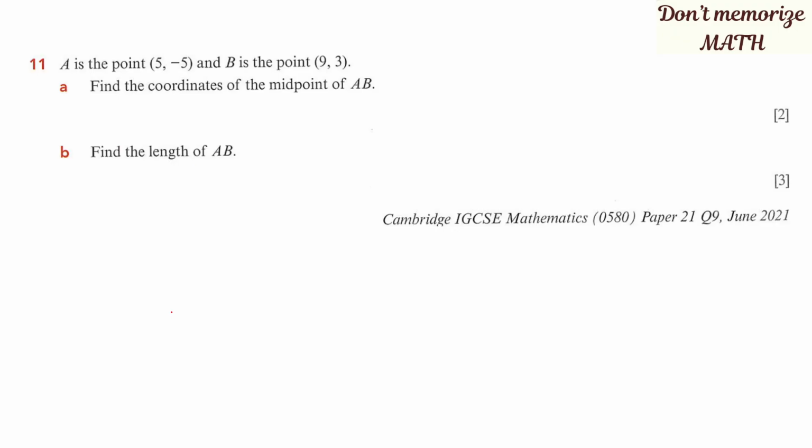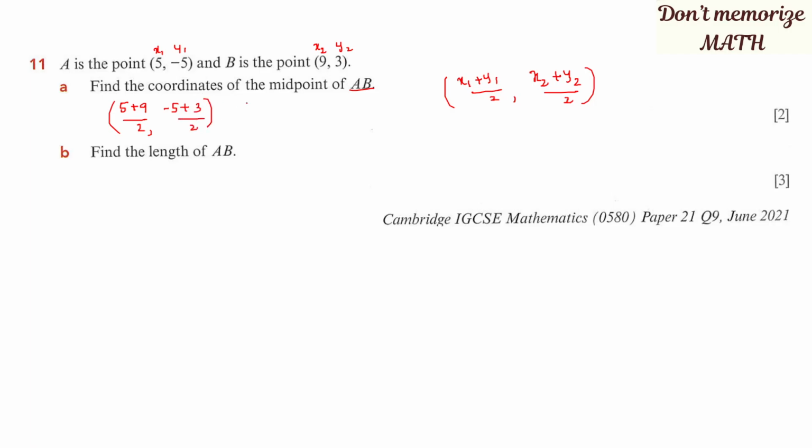A is the point (5, -5) and B is the point (9, 3). Find the coordinates of the midpoint. First point take it as x1, y1, second point take it as x2, y2. We have the formula for the midpoint: (x1 + x2) divided by 2, comma, (y1 + y2) divided by 2. This is the midpoint formula. So x1 is 5 plus x2 is 9 divided by 2, comma, y1 is minus 5 plus y2 is 3 divided by 2.